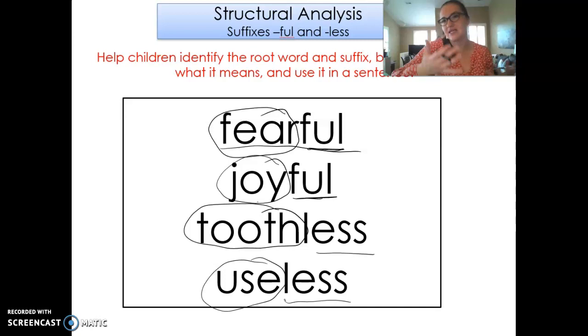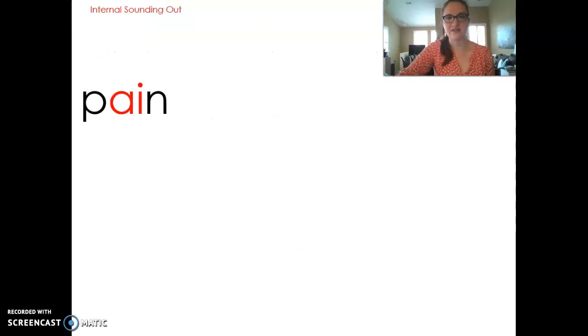Okay, there's no reason to keep it. It's useless. So that is how we work with our suffixes. Okay, so we're going to look at some of these. We have a root word. What is it? Pain. But we add the suffix full, and it means that it's full of pain. So a paper cut is painful because it fills you with pain.